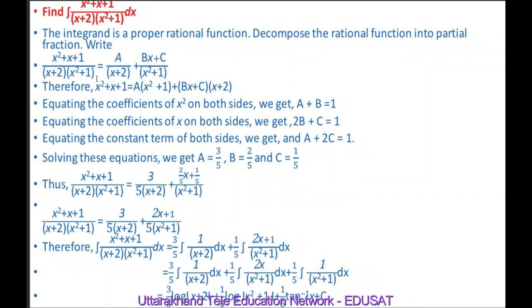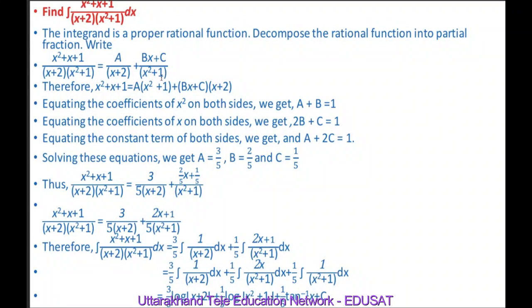Always remember, whenever you have a quadratic factor in the denominator, in the numerator you will write bx plus c if it is not possible to reduce it into partial fractions. So the partial fraction of x square plus x plus 1 upon x plus 2 into x square plus 1 will be a upon x plus 2 plus bx plus c upon x square plus 1.